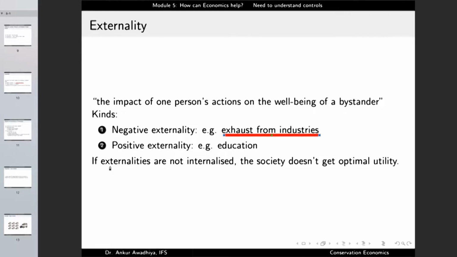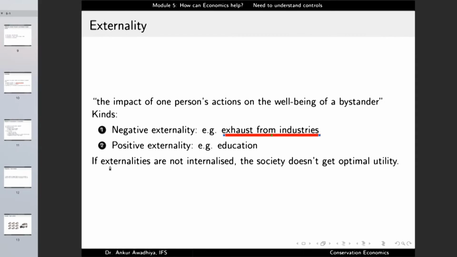Similarly, if you keep yourself healthy, if you vaccinate yourself, you play a role in stopping the spread of diseases. So, vaccination or health or exercising daily, these are all actions that have a positive impact on the well being of others or on the well being of the society or the country as a whole. So, these are positive externalities.